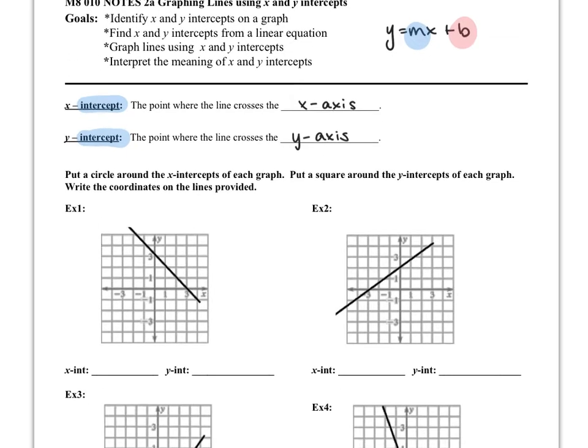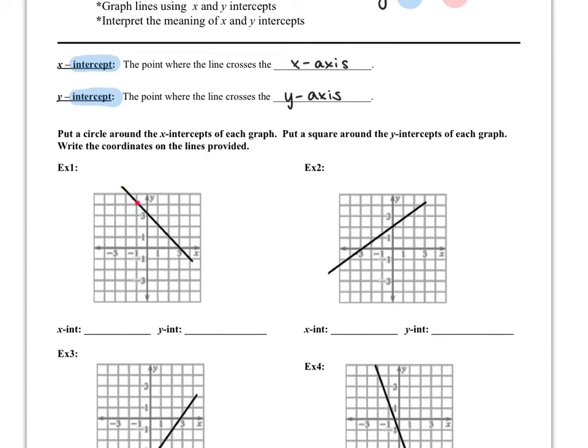So if I look at my first example, I've got my line, and I have it crossing the y-axis. Here, I'm going to put a square, because this says to put a square around the y-intercept, and then it also is crossing the x-axis, so I'm going to put a circle. And now I'm going to write the coordinates of each of these 2 points as an ordered pair.